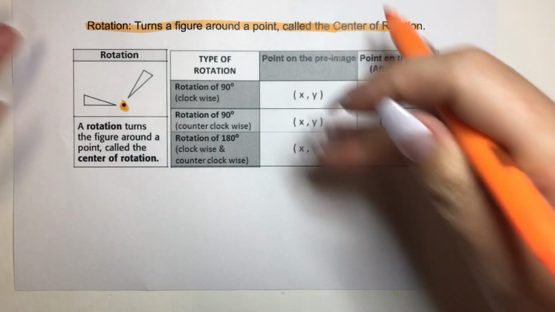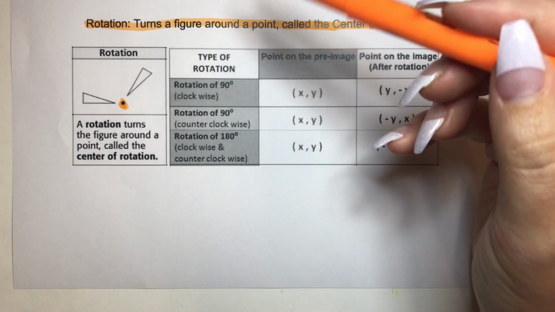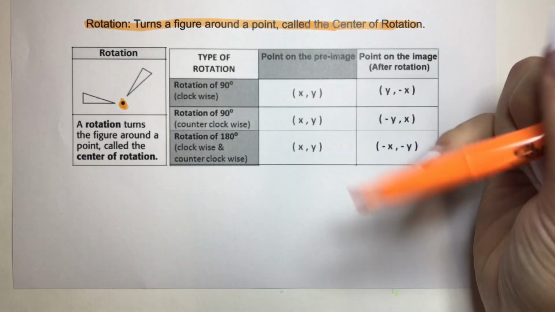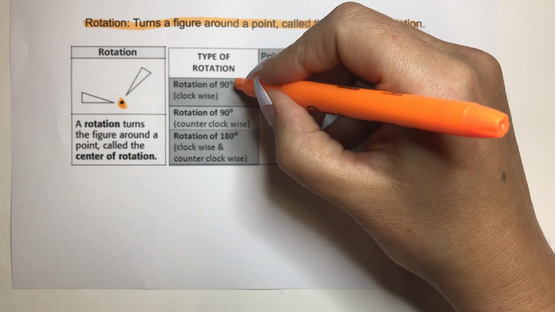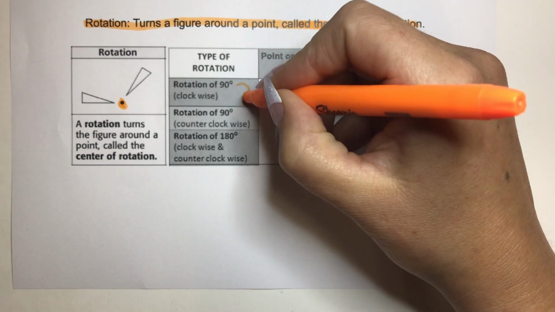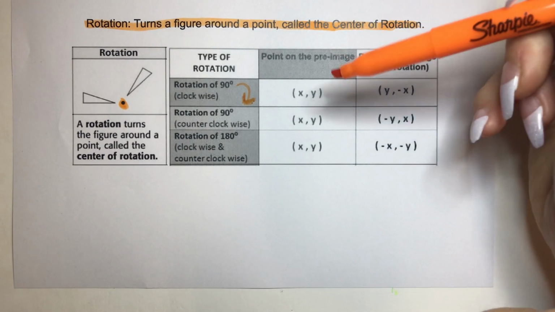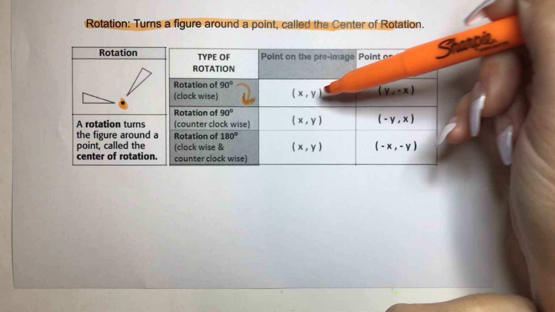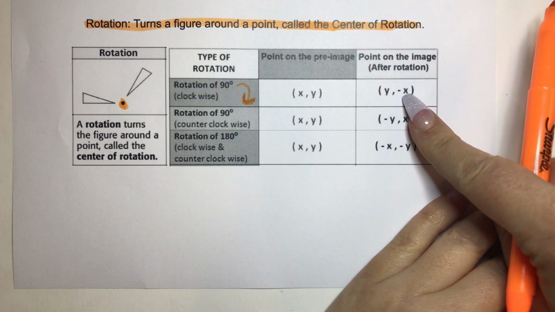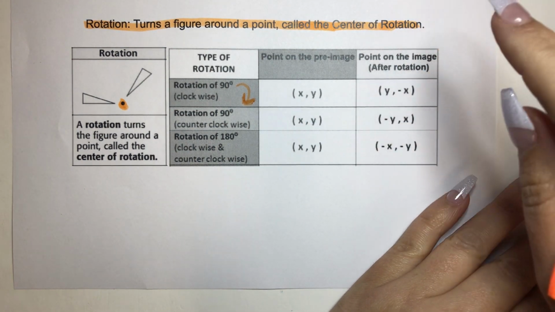Okay, so there's 3 different types of rotations we're going to talk about. The first type of rotation is a rotation of 90 degrees clockwise. So that's around the clock that way. Going that direction around the clock at 90 degrees. And so the rule for that is you start with (x, y), and then it goes to (y, x), and the x is negative. So that is a clockwise 90-degree rotation.